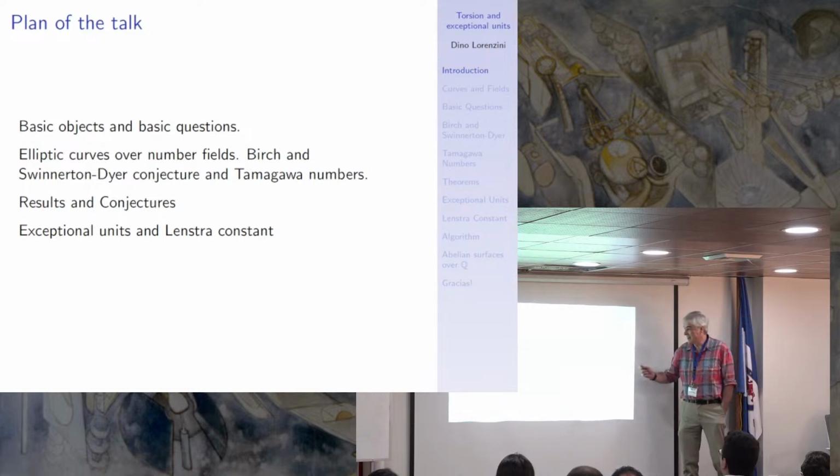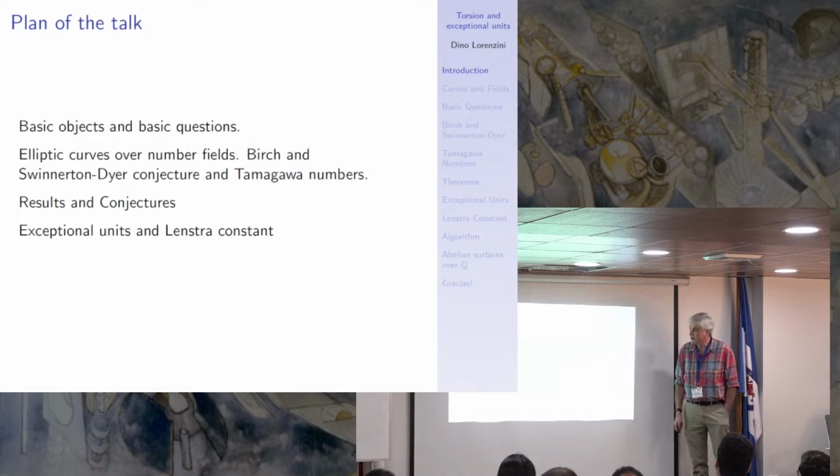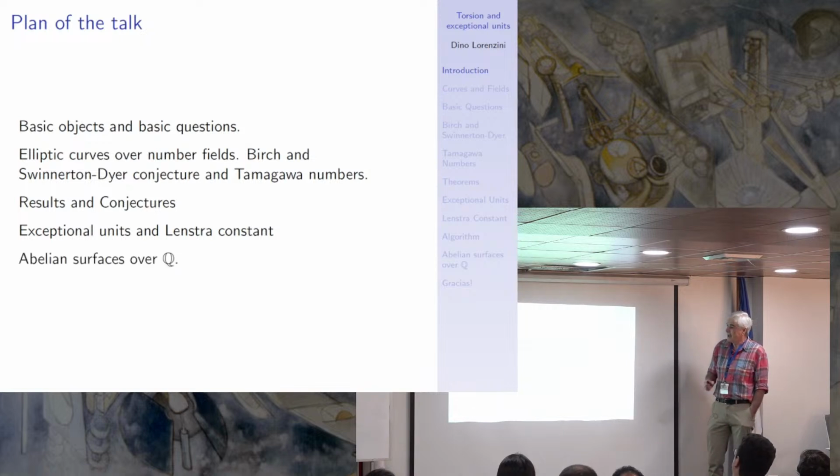So what I'm going to tell you is explained by the concepts of exceptional units and the Lenstra constant. I'll be reviewing that. And at the end of the talk, if I have time, I'll tell you what I know about abelian varieties over Q.